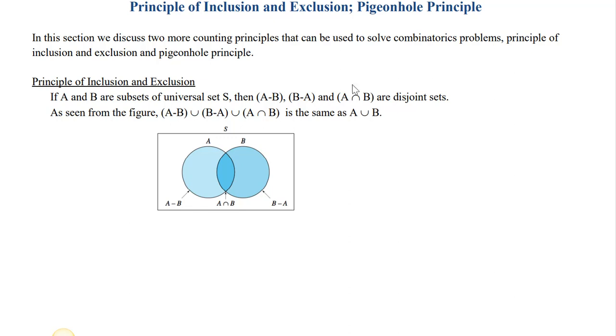We have two sets A and B as follows. So as you see, A but not B is right here. B but not A is right here, and in the middle we have A intersect B. So what do we know?